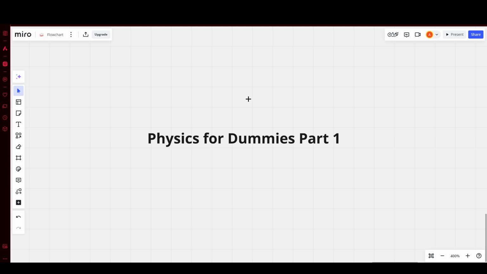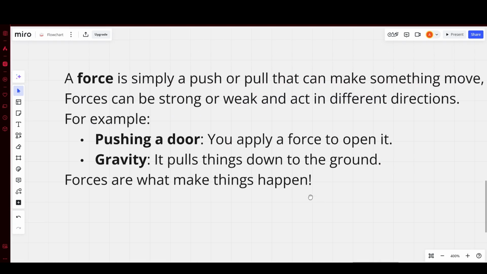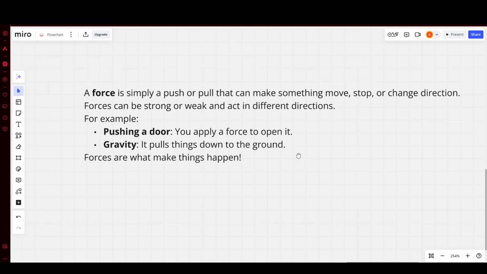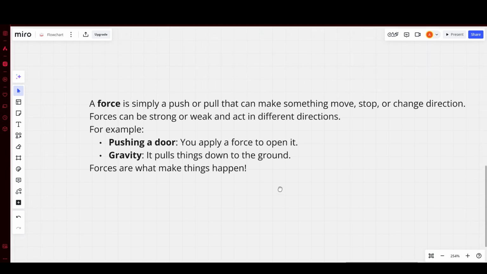So first we're going to be talking about forces. A force is just a push or pull that can make something move, stop, or change direction. Forces can be strong or weak, and they act in all different directions, for example, up, right, left, down, etc. For example, pushing a door: you're applying a force on it to open the door. And gravity is also a force. It pulls things down into the ground. Forces are just what make things happen.